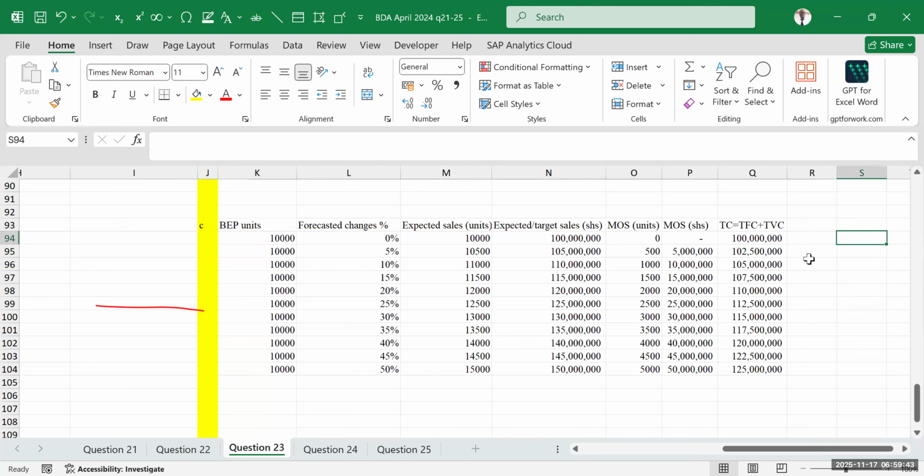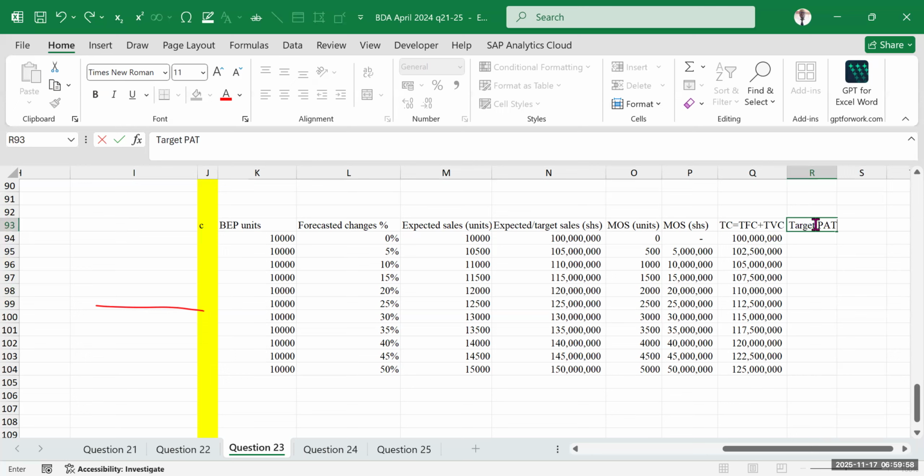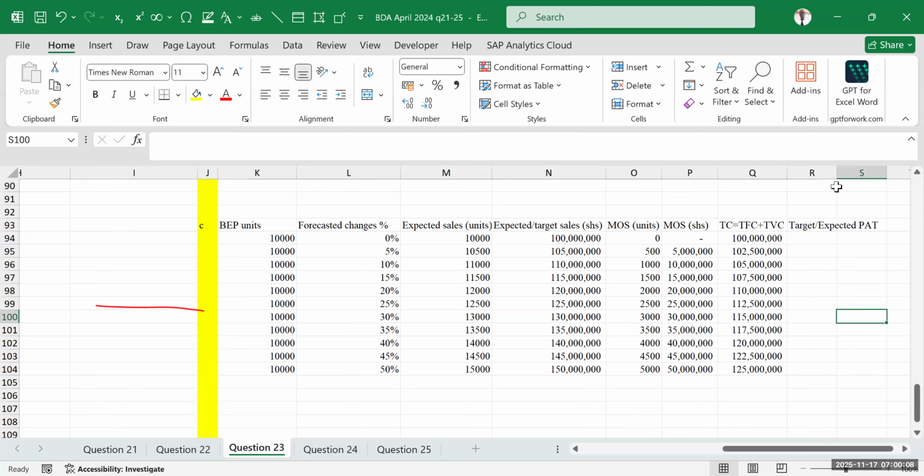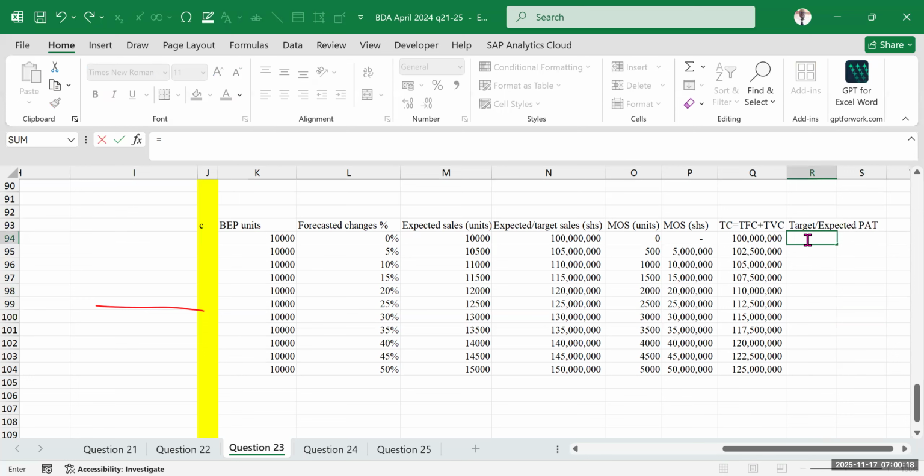All right. So members, once we have that, we can compute our expected profit after tax, or target profit after tax. You can call it target or expected. Either way, they still mean the same thing. Now, you know how we get profit. Profit is the difference between revenue and cost. So I will come here and just compare the two.